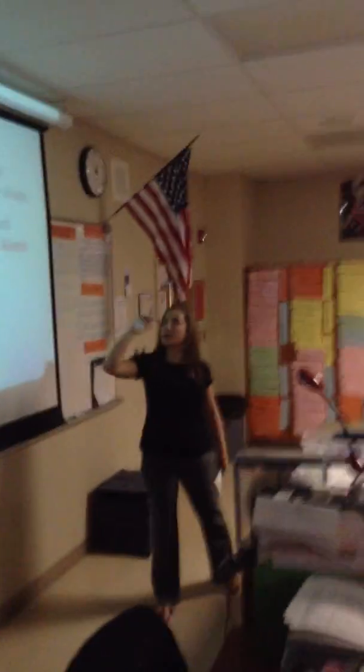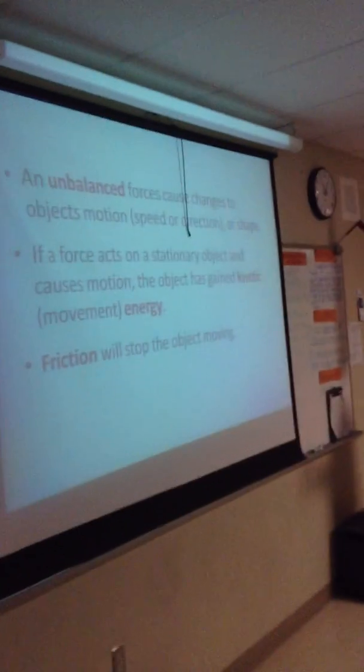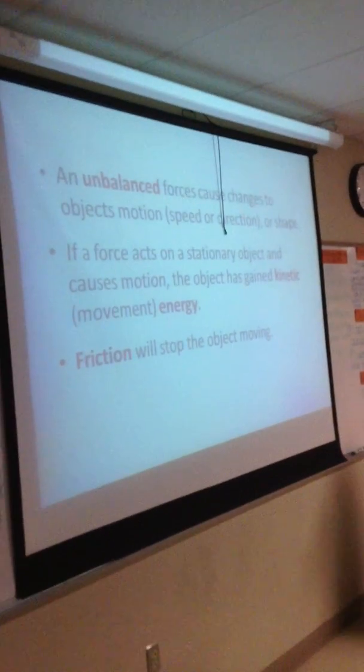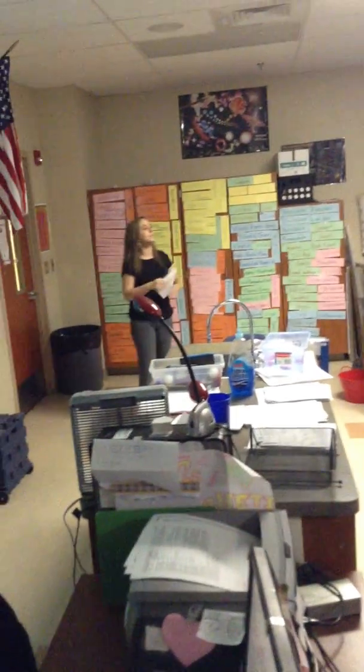So it says, an unbalanced force causes changes to an object's motion. If a force acts on a stationary object and causes motion, the object gains kinetic energy. Now, friction is when two objects are rubbing against each other. It doesn't necessarily mean your two hands.